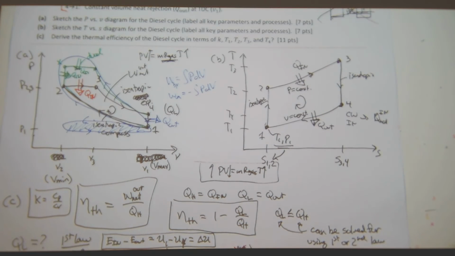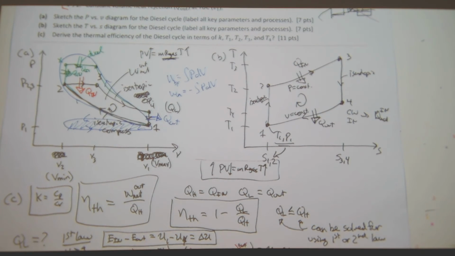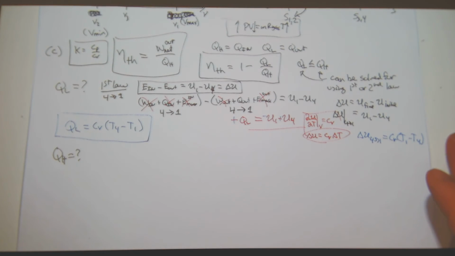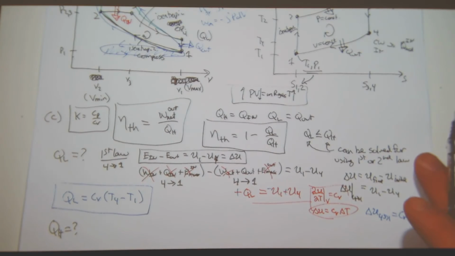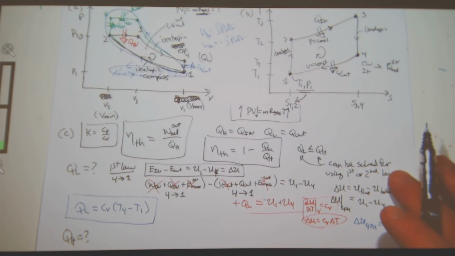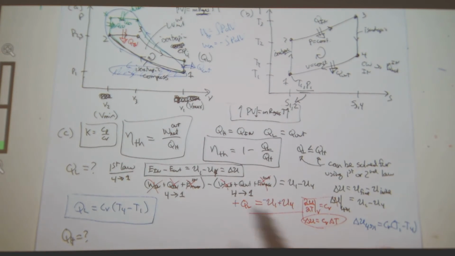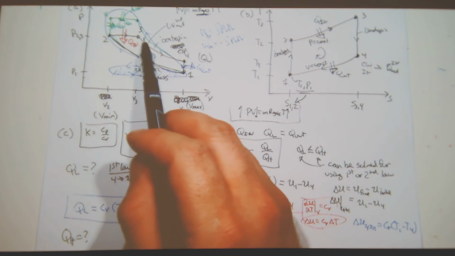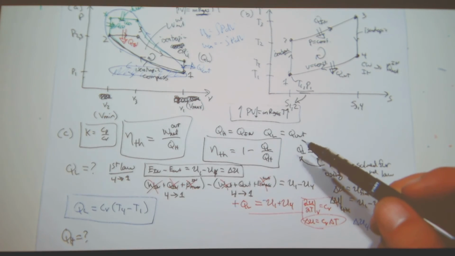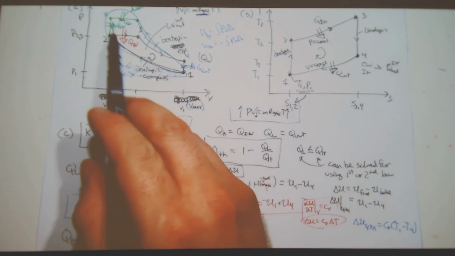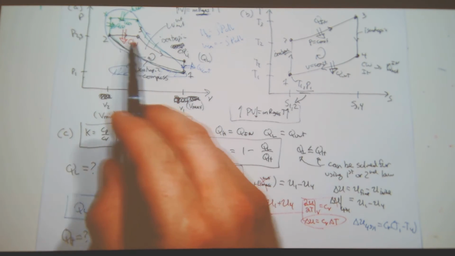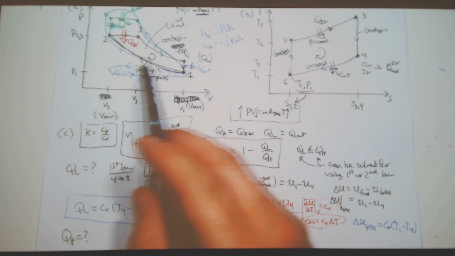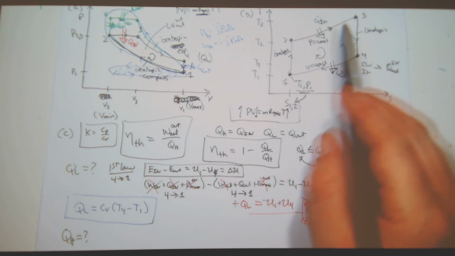Okay, so I did this. I got QL. Now I need to know QH. So what is QH? Well, again, I'm going to have to maybe zoom out a little bit just so I can do this in the meantime. So QH, I have heat in from 2 to 3. Now I do have a change in volume, right? And I do have a change in temperature, 2 to 3.